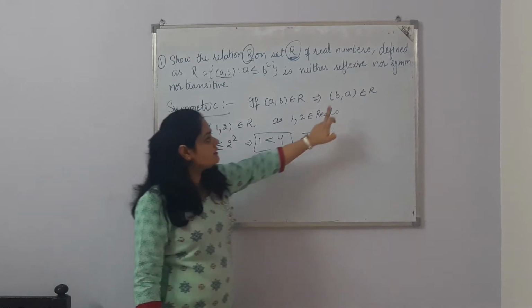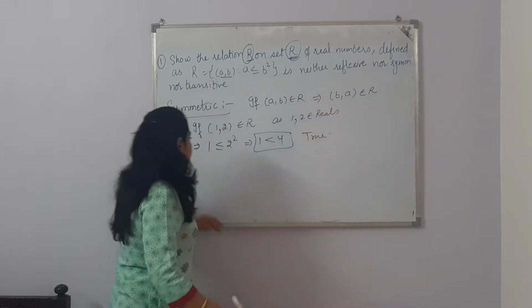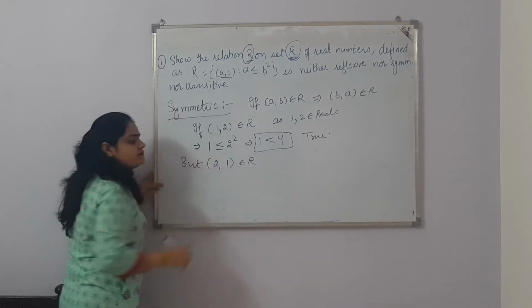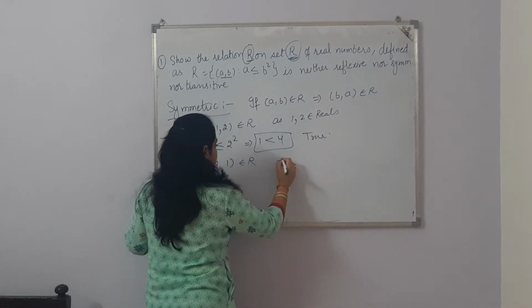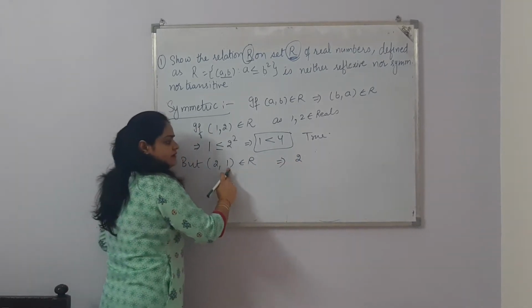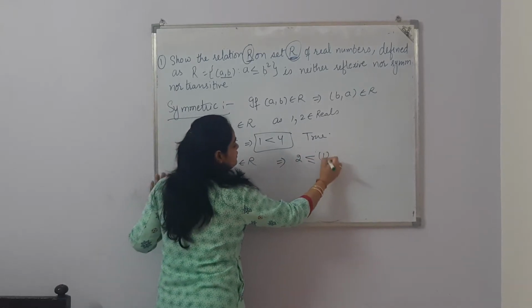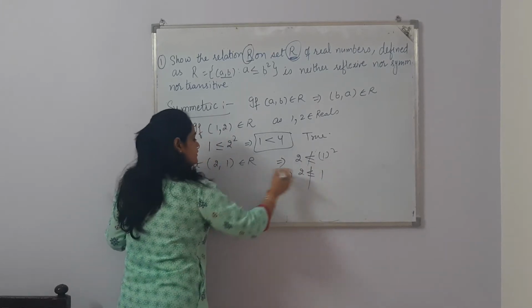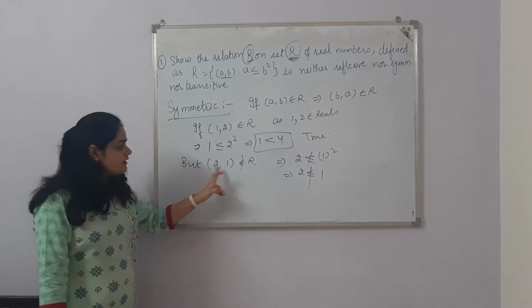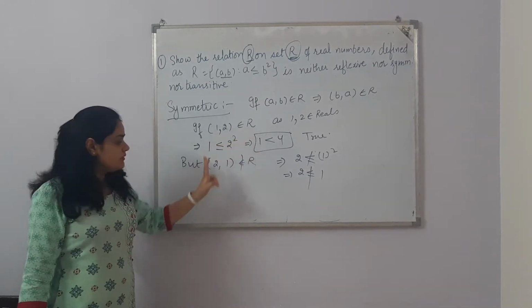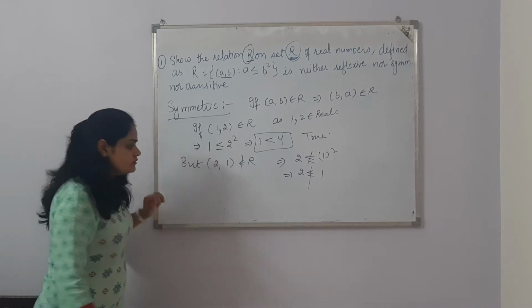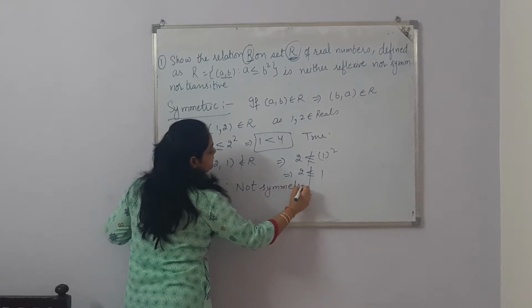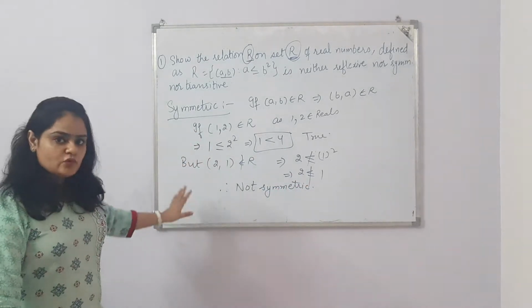Now we have to take the reciprocal relation, (b, a), that is (2, 1). Does it belong to the relation? We have to check. Here a is 2 and b is 1. Is 2 less than or equal to 1 square, that is 2 less than or equal to 1? Is it true? No. So it doesn't belong to the relation. So (2, 1) does not belong. (1, 2) belongs to the relation, but (2, 1), its reciprocal, does not belong to the relation. Hence, not symmetric. Hope it is clear.